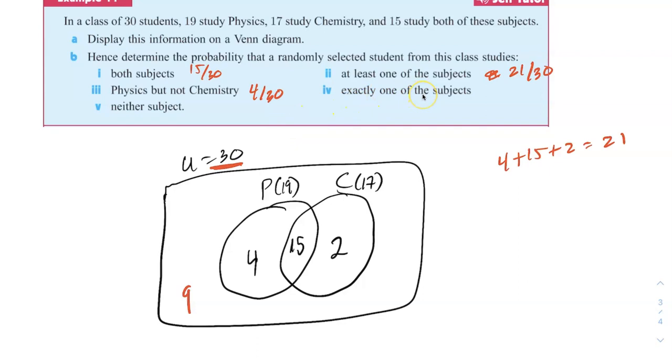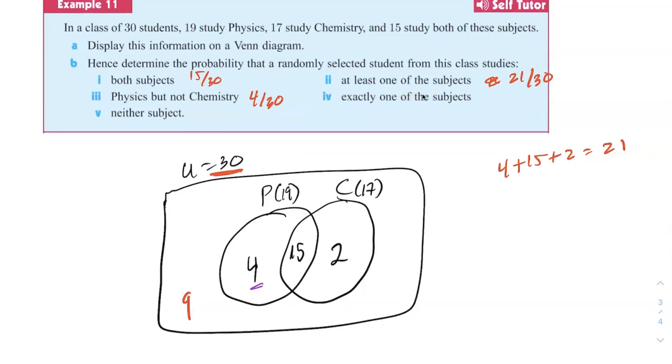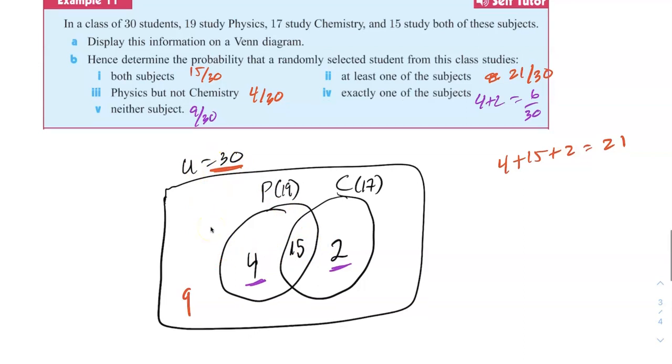Exactly one of the subjects is this one, like only physics, and this one, only chemistry. So 6 out of 30. Neither subject, the people on the outside here, 9 out of 30. Remember, the way I got the neither was I added these guys up and I subtracted from the universe. So I got the neither. So there's that one, and that is it.